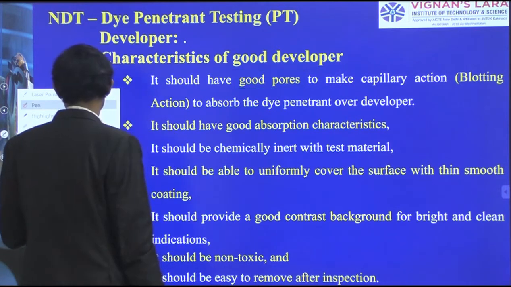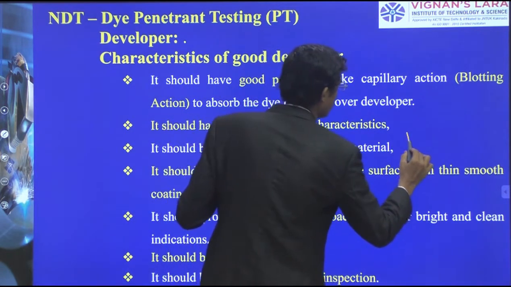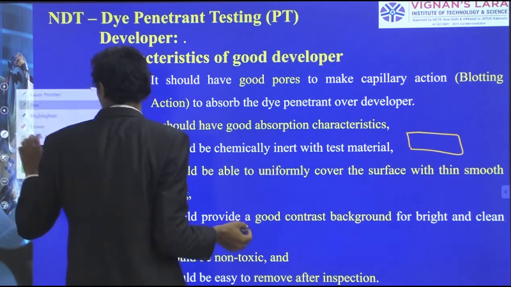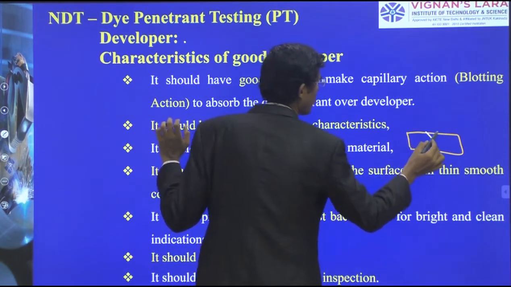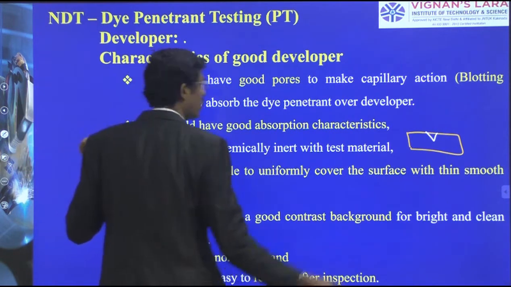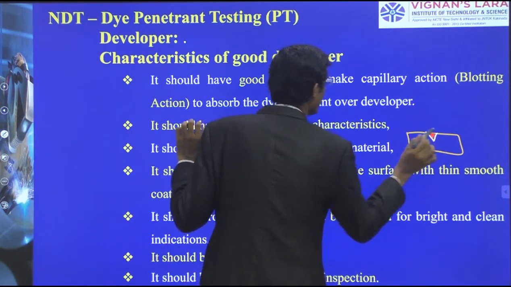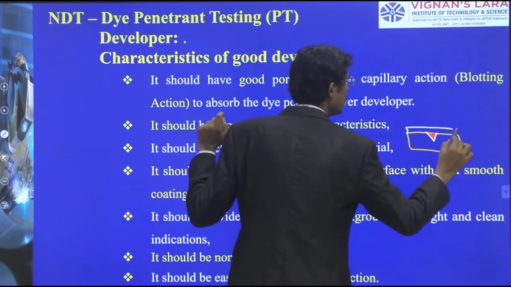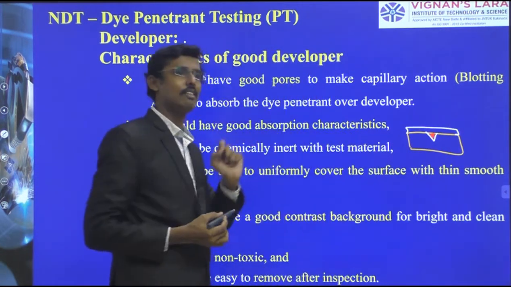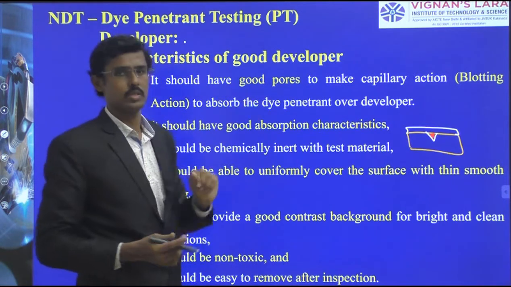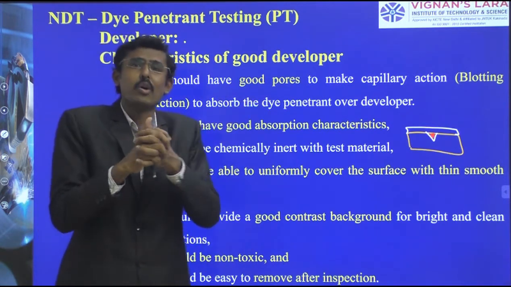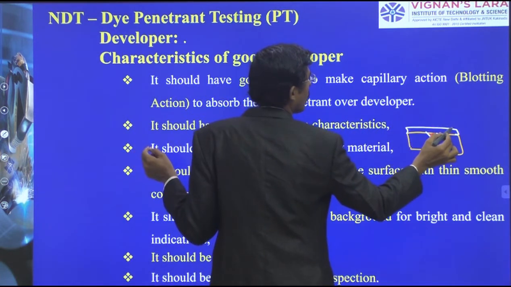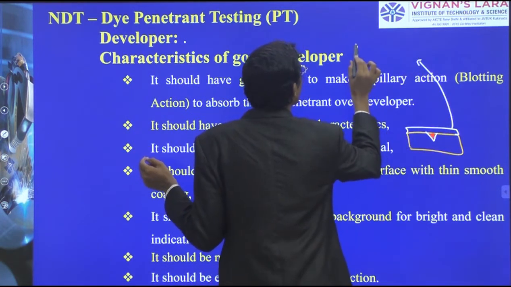So let us assume this is the sample to be inspected, and we have a small crack over there. We are applying the penetrant over here, and we are applying the developer. This developer should be good and porous. It means it should not be tightly bonded. Atomic freeness has to be there. I have taken only the developer part here to draw.